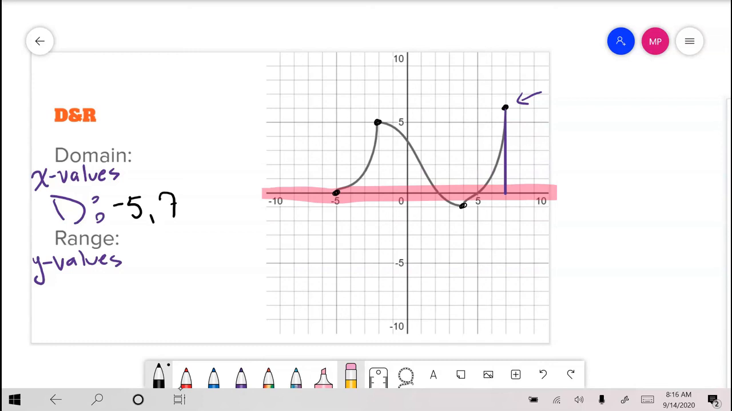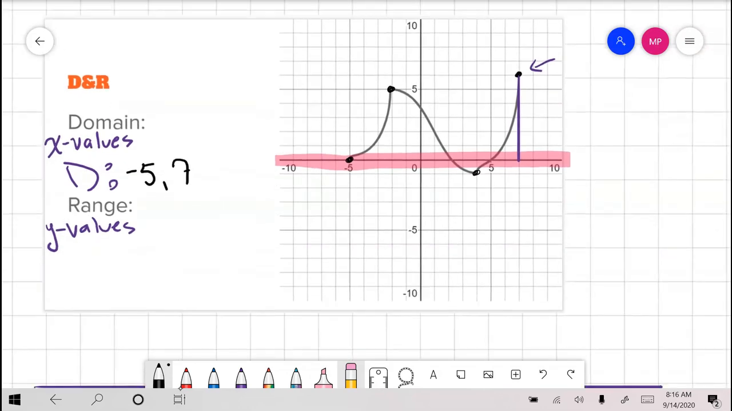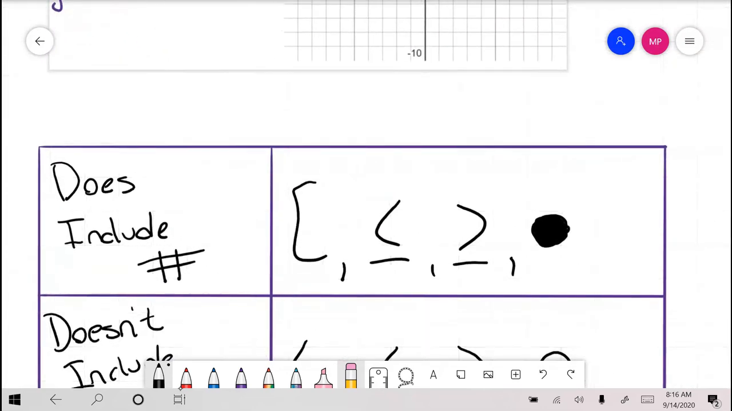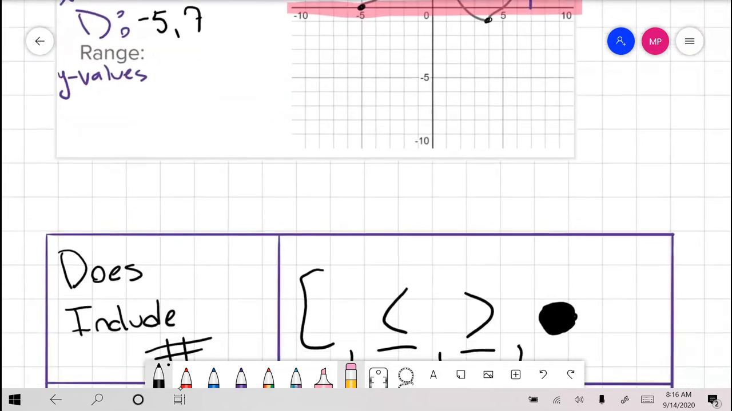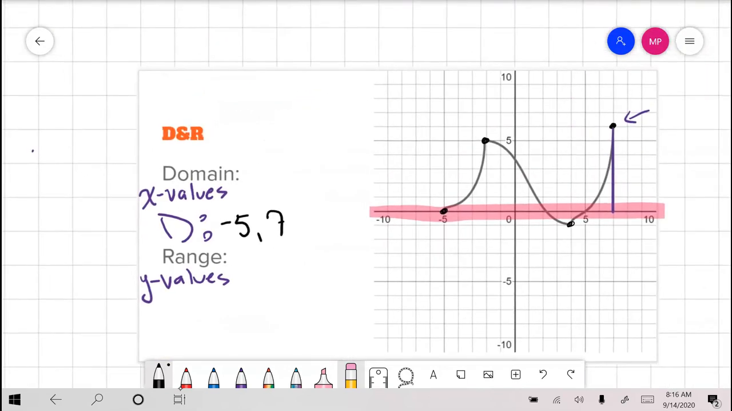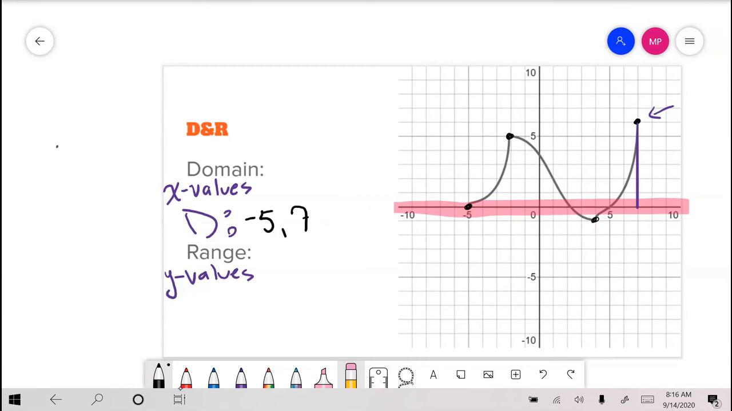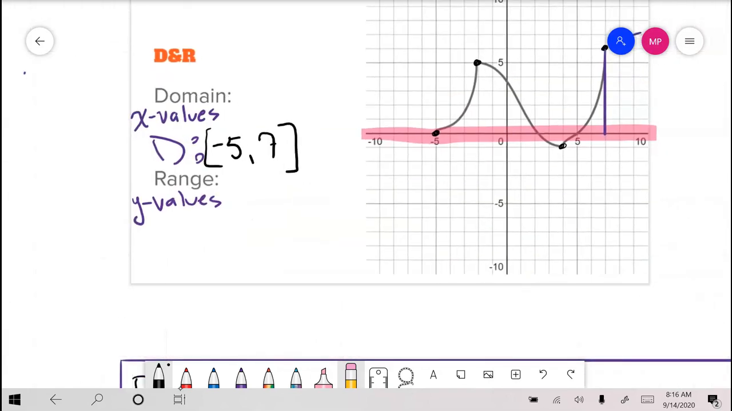Now, whether or not we use the brackets or the parentheses, we're going to check our table. If you remember from last video, we had that table where it says, does it include the number or does it not include the number? So since we're using, if we look back, these filled dots, the solid dots, and if we have a solid dot, we're going to be using the bracket. Now since the solid dot is on both sides, both at -5 and at 7, we're going to use the bracket for both. So now we're going to talk about the range.